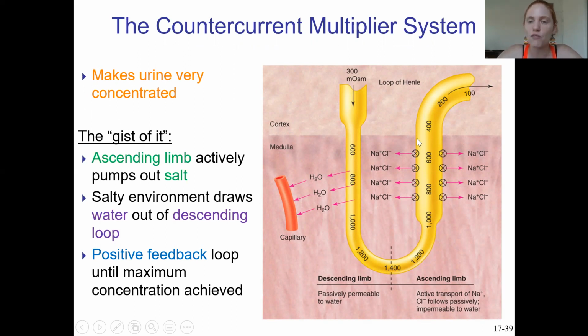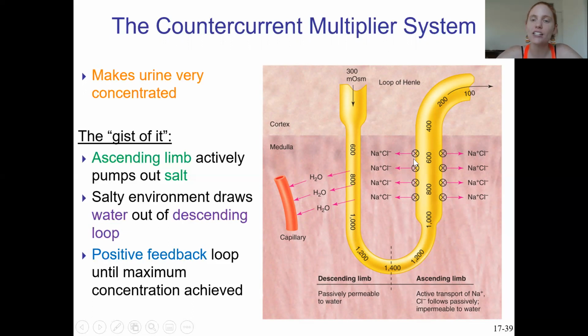Okay, so starting over here, the ascending limb has a thick segment which is not permeable to water, but what it does have is a bunch of salt pumps. Okay, so it's got a bunch of sodium chloride pumps, and it's going to be actively pumping. When I say pump, I mean primary active transport.